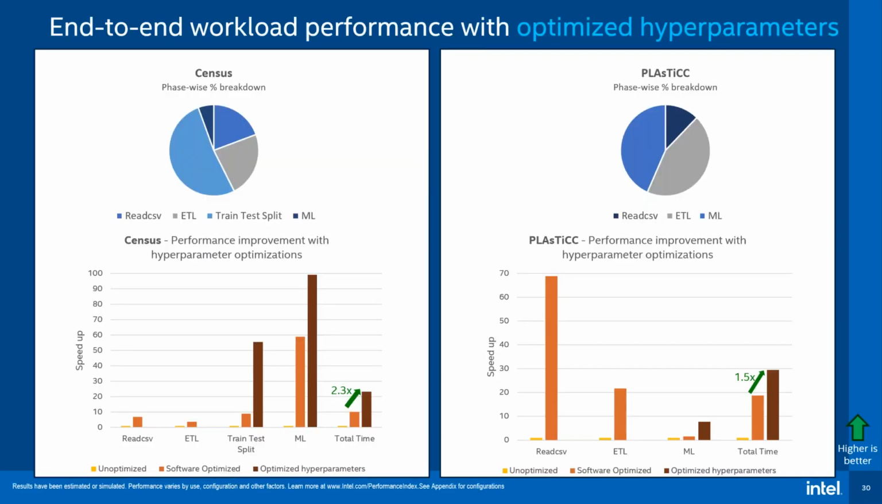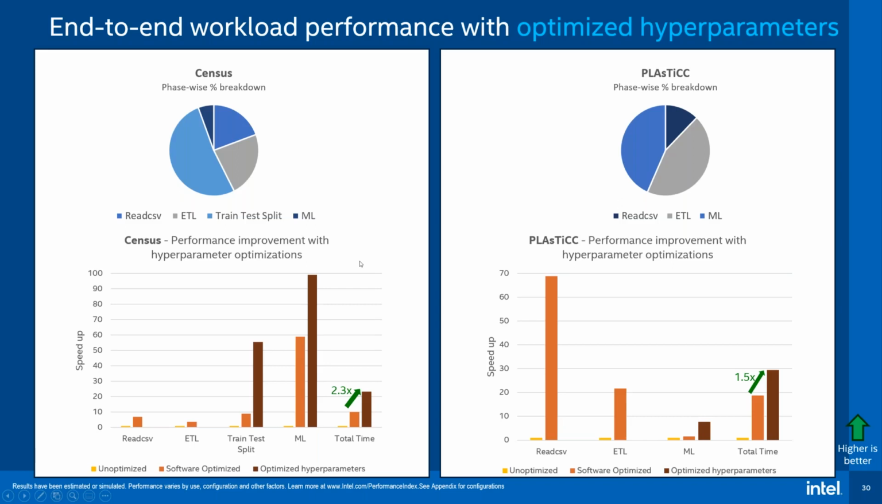This is the previous set of end-to-end workload performance graphs that I had shown for census and plastic. Now I'm showing the additional performance improvement obtained from tuning the respective hyperparameters using the SigOpt tool within these experiments that we had defined. The brown bars that you see here show the speedup in the machine learning portion due to the hyperparameter tuning. Consequently, we see a further 2.3x performance improvement for census by tuning these hyperparameters, and a further 1.5x performance improvement for plastic.